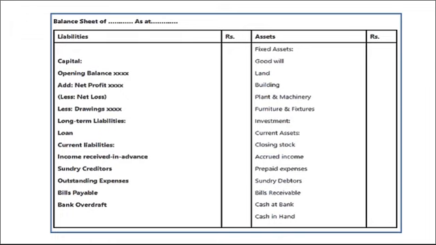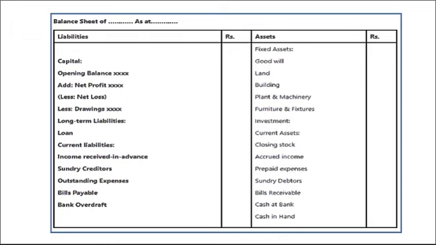Assets, normally we categorize as fixed assets. Under the fixed assets category, we present goodwill, land, buildings, plant and machinery, furniture, investments. Another category is current assets. Under the current assets category, we maintain closing stock, accrued income, prepaid expenses, sundry debtors, bills receivable, cash at bank, cash in hand. So assets we maintain in two categories normally, fixed assets and current assets. Fixed assets are long-term assets, current assets are short-term assets.